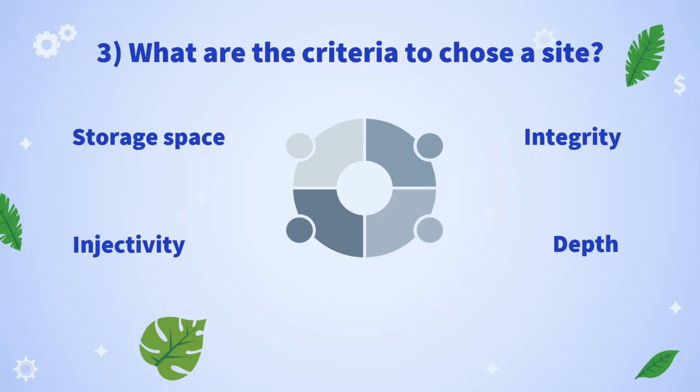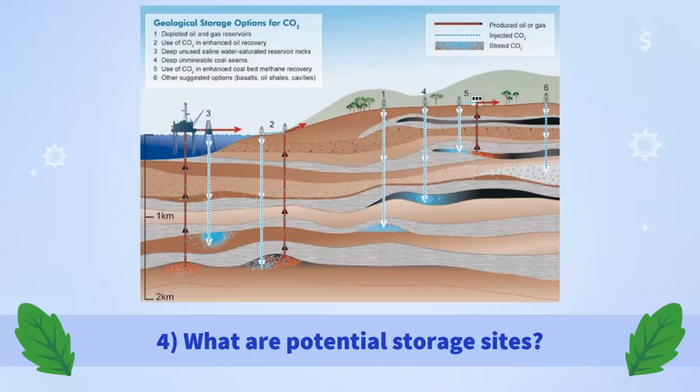Now that you know the criteria to choose a site, let's talk about the potential sites that could be used in the world. So as we can see from this figure, there are a couple of interesting sites. So first, we can start reusing depleted oil and gas reservoirs. By that, we would have already prepared the infrastructure, so costs would be minimal. Another interesting idea would be deep, unused and water saturated reservoirs. There are a lot of ideas that could be done, like unminable coal seams and oil shales.